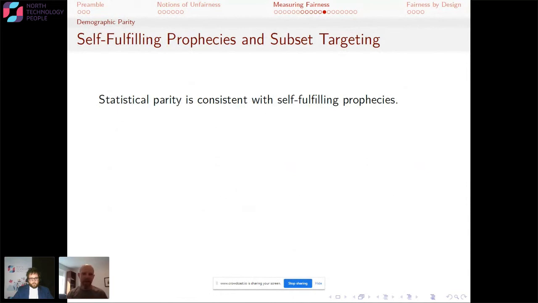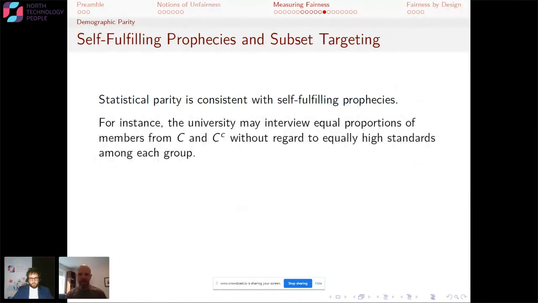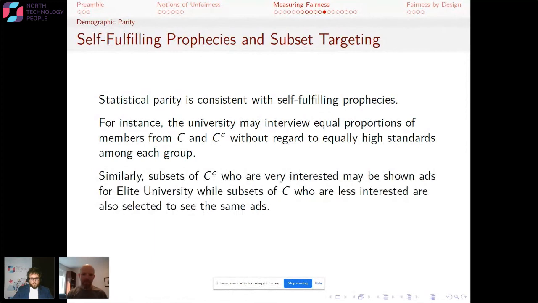Another problem is that, again, you can still adhere to statistical parity, but create situations of self-fulfilling prophecies as well as reverse tokenism. So, for example, if with statistical parity we invite equal numbers of members from the two groups for the interview, but we again pick members from Class C not correlated to their likelihood to succeed, and therefore create the self-fulfilling prophecy bias that we talked about before.